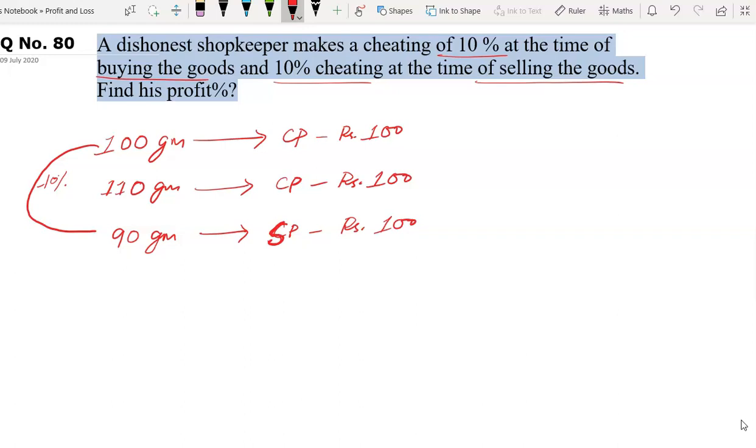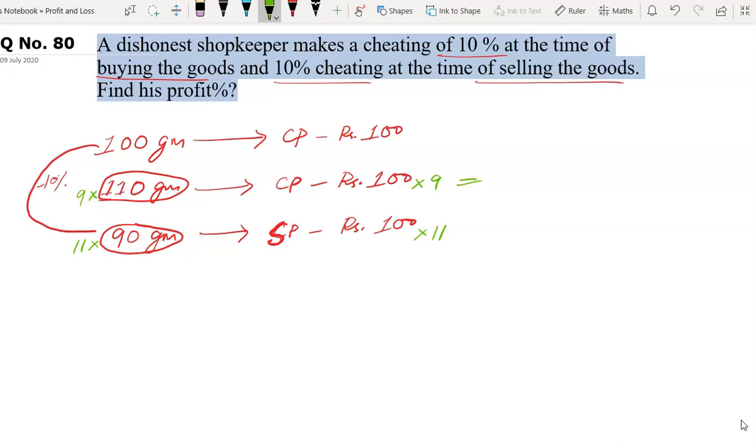Now in this question, in order to compare the profit or loss, we will have to make this quantity and this quantity the same. So in order to make it same, we can take the LCM, or here 0 and 0 is common, so here it's 11 and here it's 9. So we will multiply this by 9 and this by 11. And if we have multiplied 110 gram by 9, we will have to multiply this by 9 as well, and this one with 11.